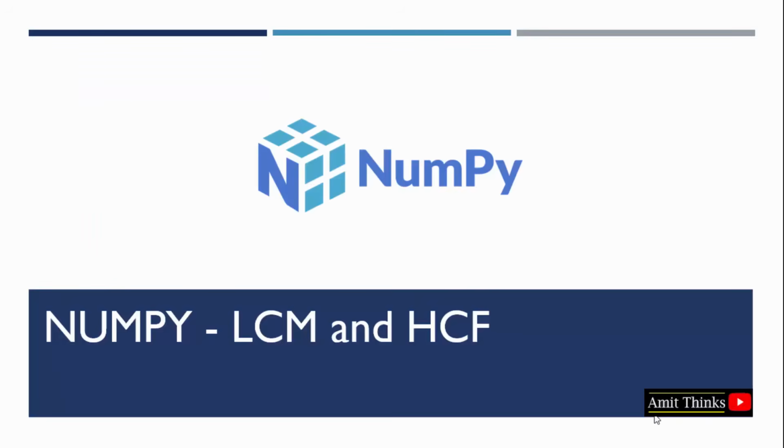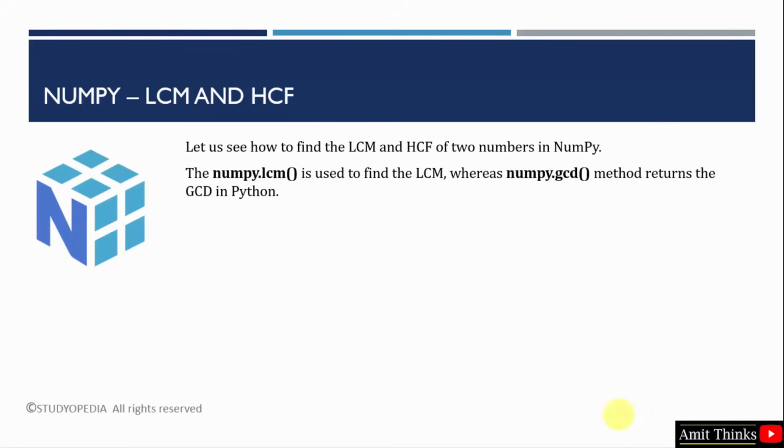In this video we will learn how we can find the LCM and HCF of two numbers in NumPy. With that we will also see some examples. So to find the LCM and HCF of two numbers, we use the LCM method as well as the GCD method respectively. HCF is also known as GCD. So let us see them one by one and run their examples also using these methods.